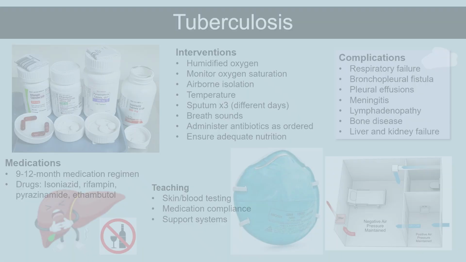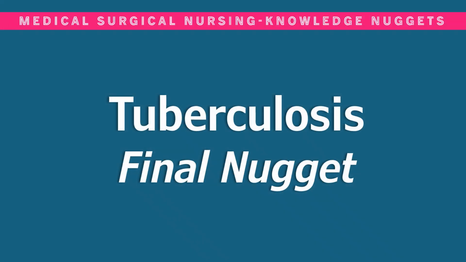All right, and we've reached our final nugget for tuberculosis. So as a recap, TB is contagious. It's airborne. It primarily affects the lungs. So we need them to be on airborne precautions.